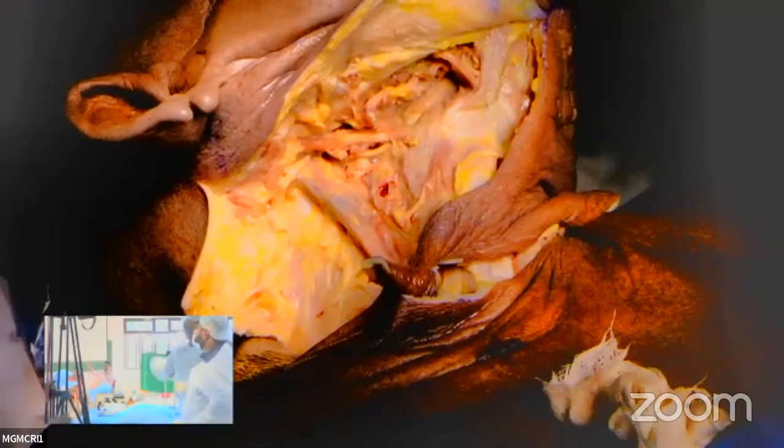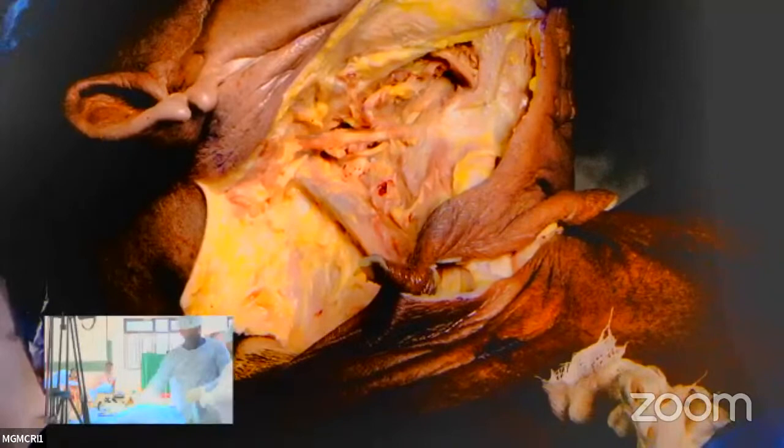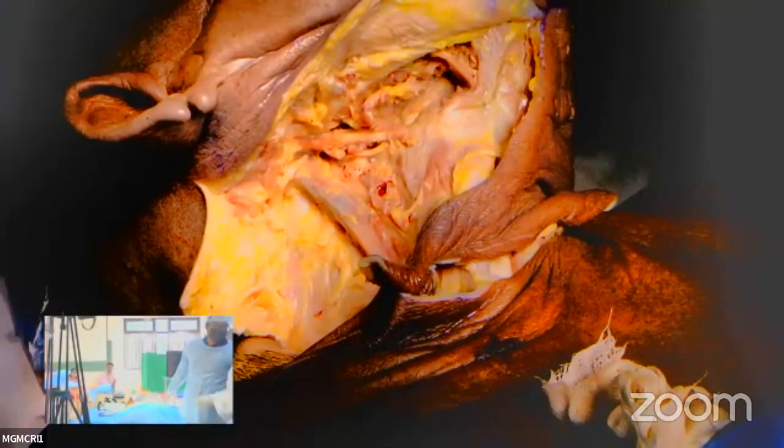Can we start the neck from below? Yeah, we can, sir. Yes, sir.